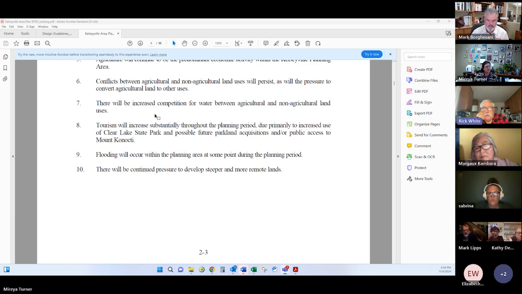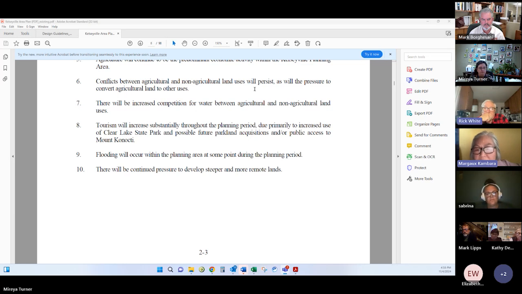What I would do is just omit the second piece of that sentence. I think that naming specific reasons... So keep "tourism will increase substantially," but not say why. Or "will increase throughout the planning period." See, "substantially" seems, wow, lovely. I don't know. Remove "substantially."